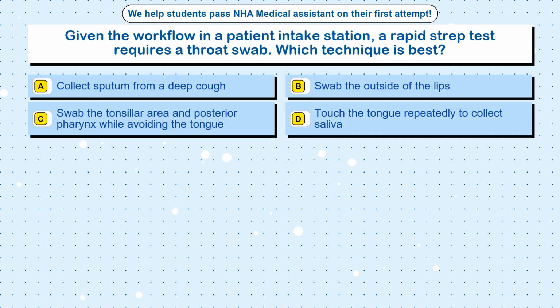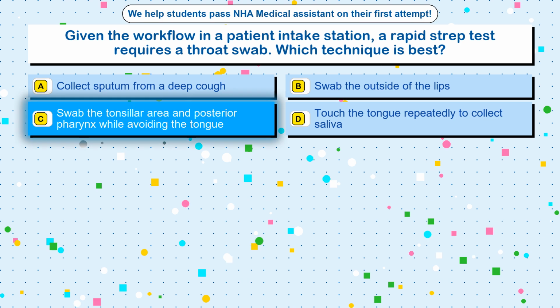Question 37. Given the workflow in a patient intake station, a rapid strep test requires a throat swab. Which technique is best? Option A. Collect sputum from a deep cough. Option B. Swab the outside of the lips. Option C. Swab the tonsillar area and posterior pharynx while avoiding the tongue. Option D. Touch the tongue repeatedly to collect saliva. The correct answer is option C. Swab the tonsillar area and posterior pharynx while avoiding the tongue.